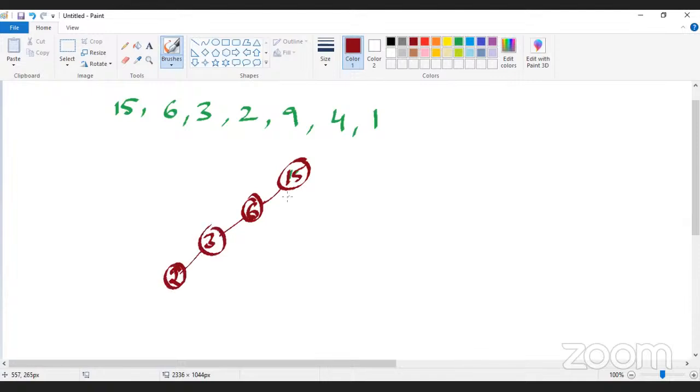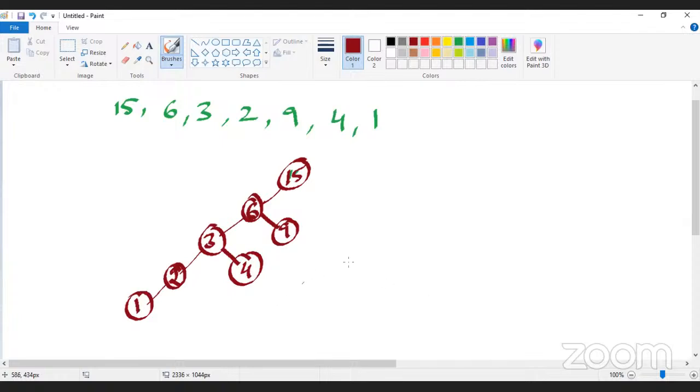Then it is coming to... no, I mean to say 9, right? Right of 6 is 9. Yes. Again, right of 3 is 4. And left of 2 is 1.